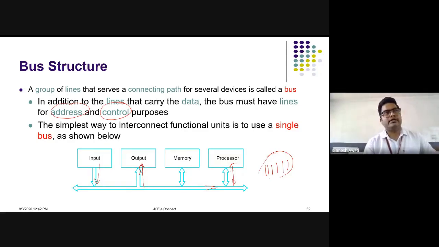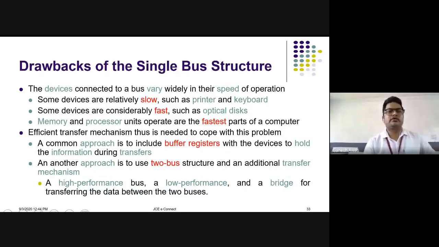So that is how the functional units are connected through a bus. Now what is the drawback of this bus structure? If you have a single bus only, what is the drawback? The devices connected to a bus vary widely in their speed of operation. Some devices are slow, some devices are fast. Some devices are relatively slow, such as printer and keyboard. So they are a little slower.